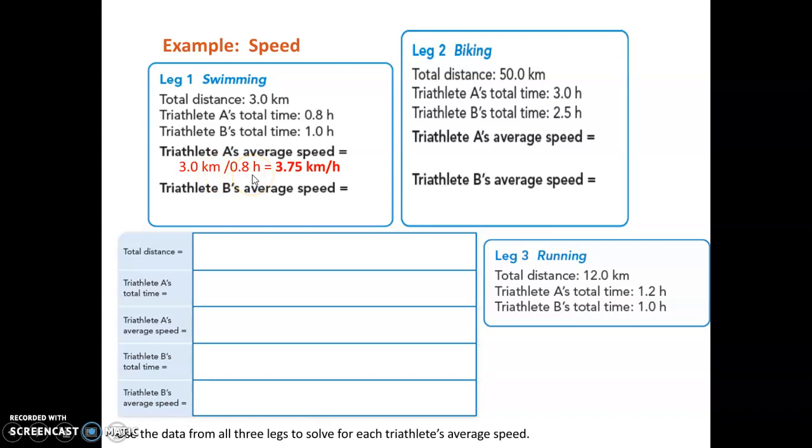Okay? Let's go ahead and do it for triathlete B. So same distance, 3 kilometers, but they did it a little bit slower.